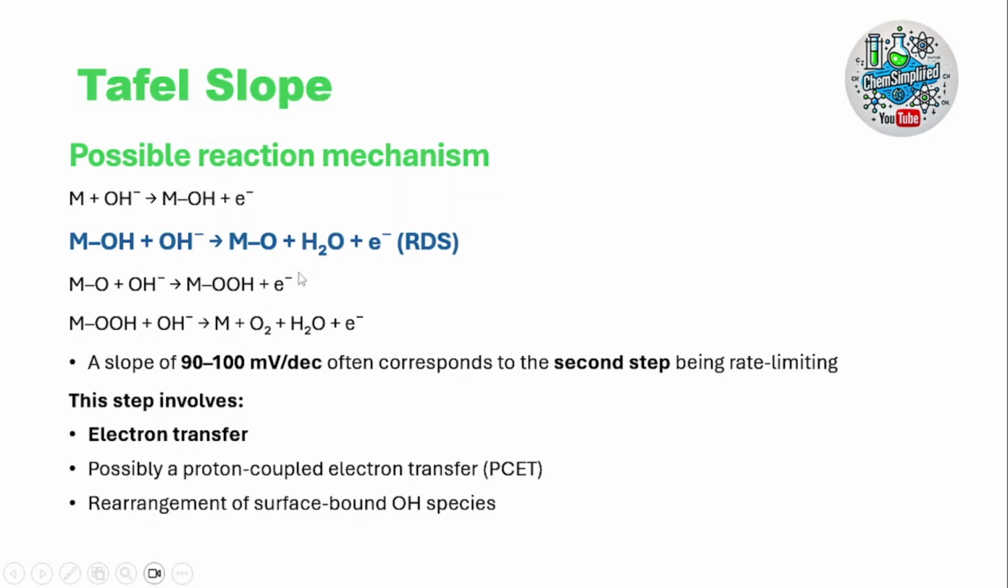This step involves electron transfer and possibly a proton coupled electron transfer, meaning a proton is also being transferred in this step. And the rearrangement of surface bound hydroxide species, meaning hydroxide species are converted into MO. So this would be the possible reaction mechanism of our experiment.